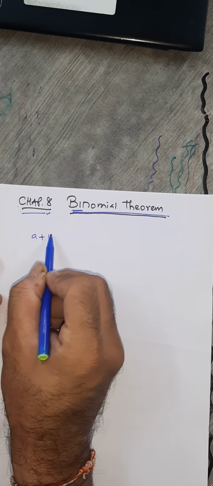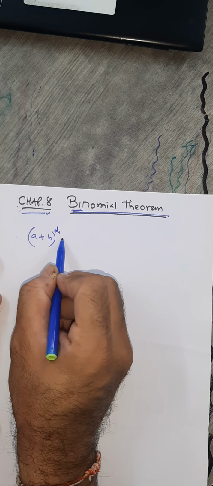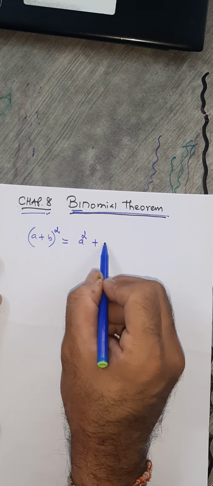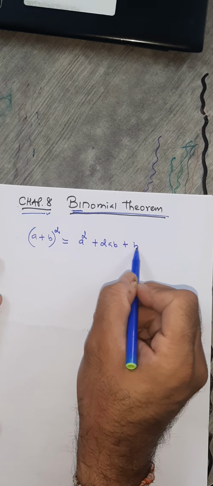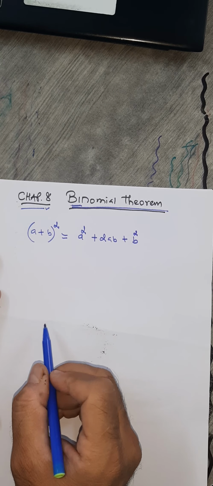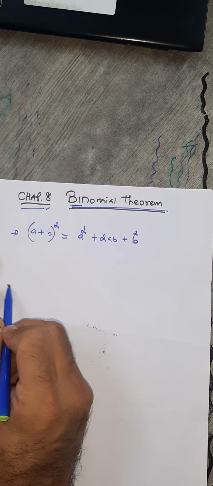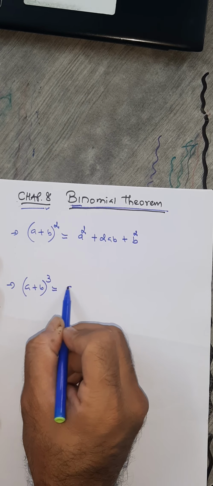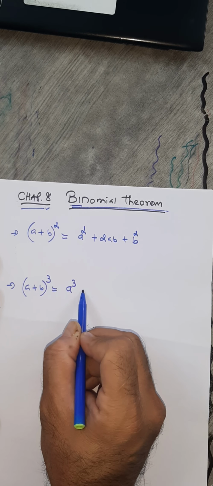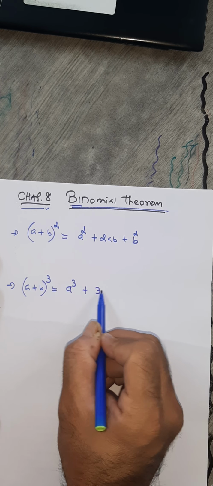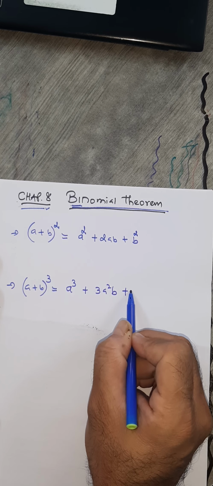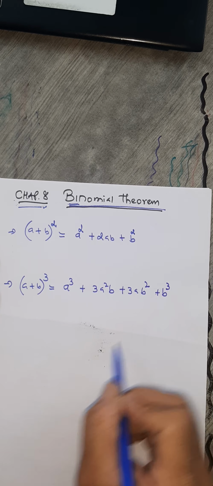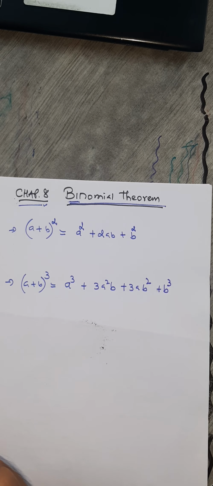If you have (a plus b) the whole square, you can expand it like this: a square plus 2ab plus b square. That you know very well, right? If I have (a plus b) the whole cube, that also you know how to expand. A cube plus 3a square b plus 3ab square plus b cube. That also we know very well as a formula.